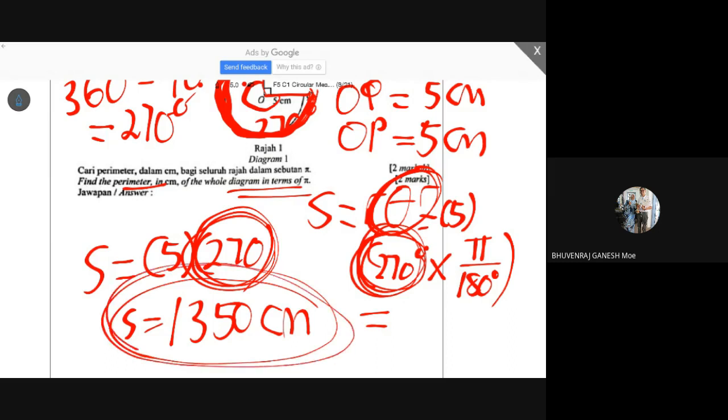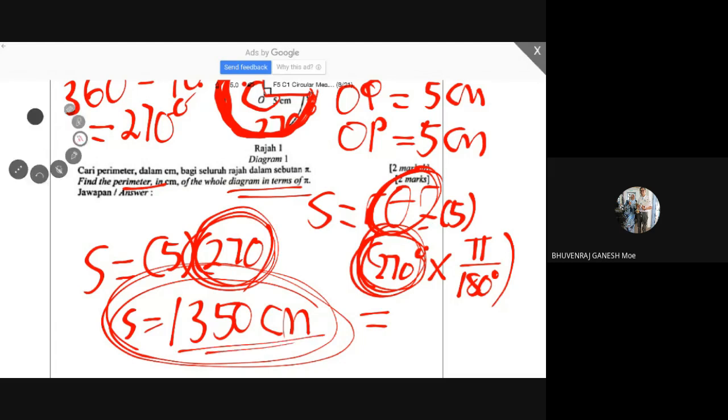Munasabah tak panjang lengkok yang ni? Is this logical? The length of arc is 1,350 cm. 1 meter lebih yang ni, guys. This is apa? 1 kilometer dah sebenarnya. Not kilometer, sorry. How to convert? 13 meter. Not logic, right? 13 meter ular. Kamu cuba bayangkan yang meter ular panjang tu 13 kali. This is your length of arc.